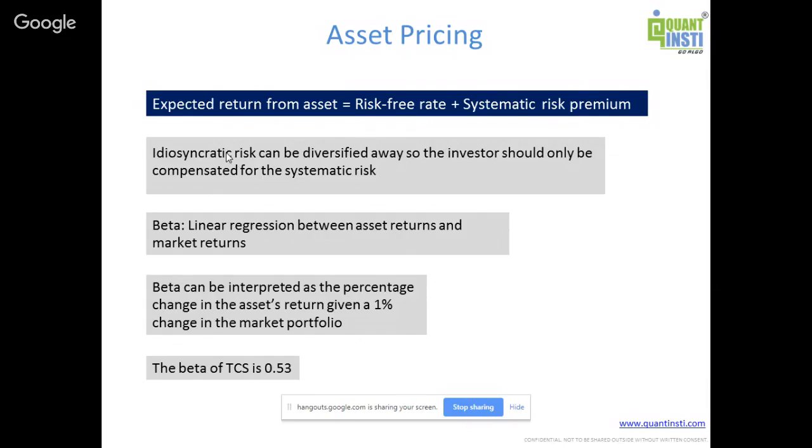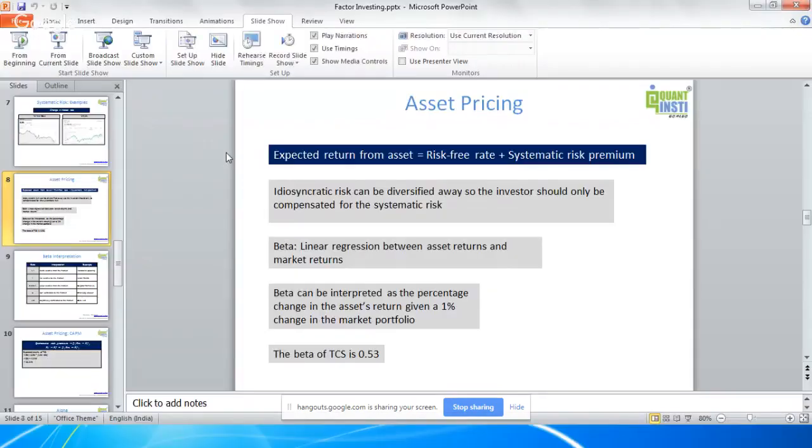So let's see how to calculate beta. Beta is nothing but a linear regression between the asset returns and the market returns. We'll do this on historical data. So how to do that?